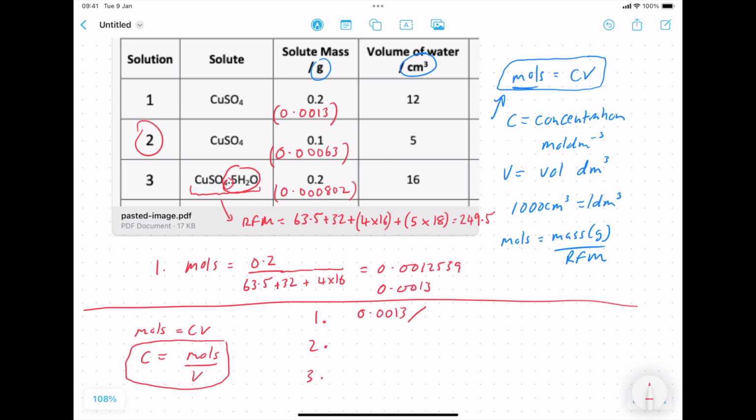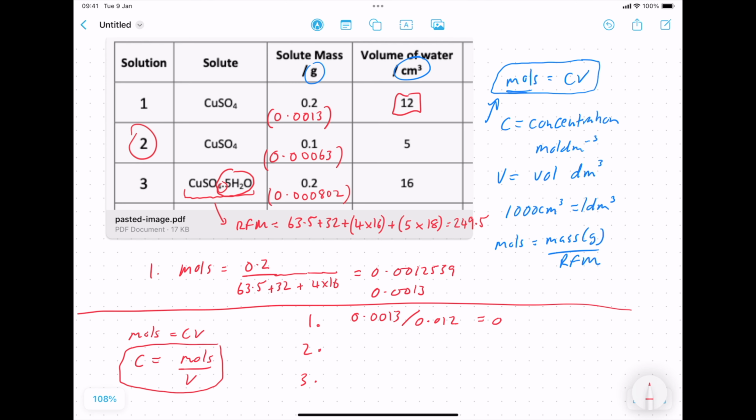0.0013 divided by. Now the volume, remember what I said, this has to be turned into decimeter cubed. So 12 divided by 1,000 is 0.012. So we've got 0.0013 divided by 0.012 gives us an answer of 0.1083. So approximately 0.11 moles per decimeter cubed is the concentration of the first one. Number 2 will be, and then finally number 3.